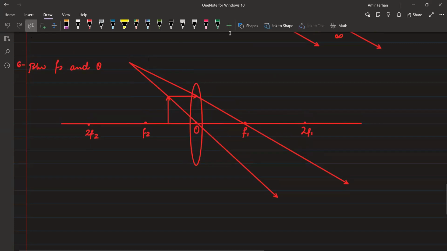Now you can see they are meeting at this point. So this point will be your formation of image. All of this is a virtual image. The object is placed between F2 and O, so U is between F2 and O, and V is on the same side of the object. V is forming where? On the same side of the object.